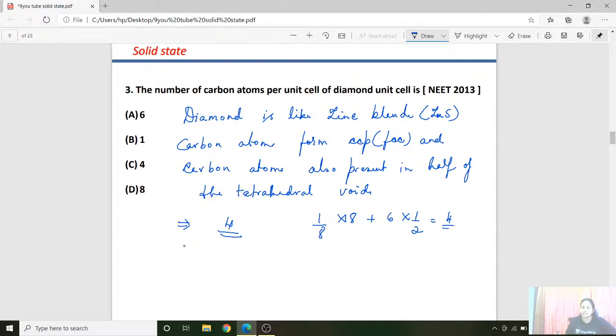Carbon atoms are also present in tetrahedral voids. If the number of atoms is 4, how many tetrahedral voids are possible, students? The number of tetrahedral voids will be 8. Correct? Double. Out of 8 voids, only half are occupied. That means only 4 tetrahedral voids are occupied. So the total number of atoms is 8. 4 atoms are in the CCP lattice. The remaining 4 are present in the tetrahedral voids. So the answer is option D. So very good, students.